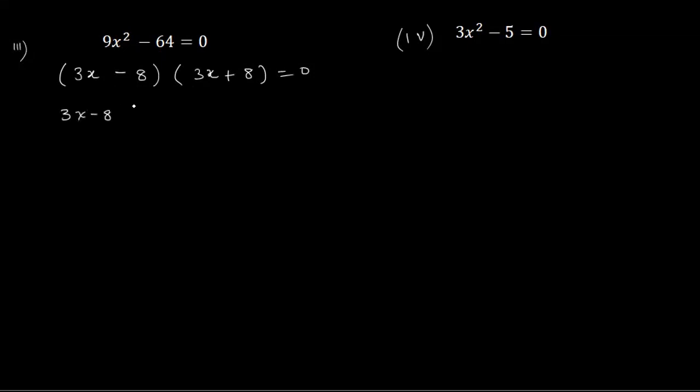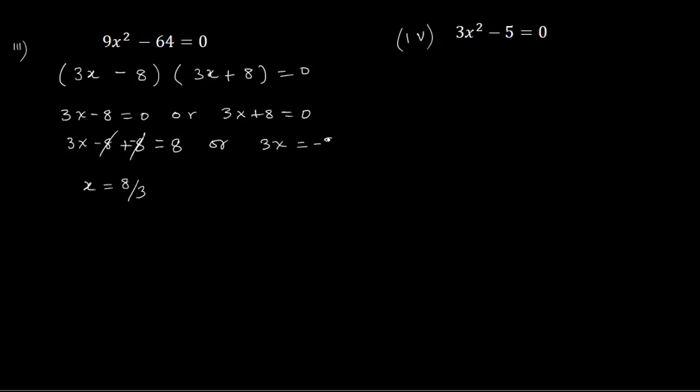So 3x minus 8 equals 0 or 3x plus 8 equals 0. Here, add 8 on both sides. We get 0 plus 8 is 8. Now divide both sides by 3. We get x equals 8 upon 3, or subtract 8 on both sides. 3x equals negative 8, then divide everything by 3. So we get x equals negative 8 over 3.